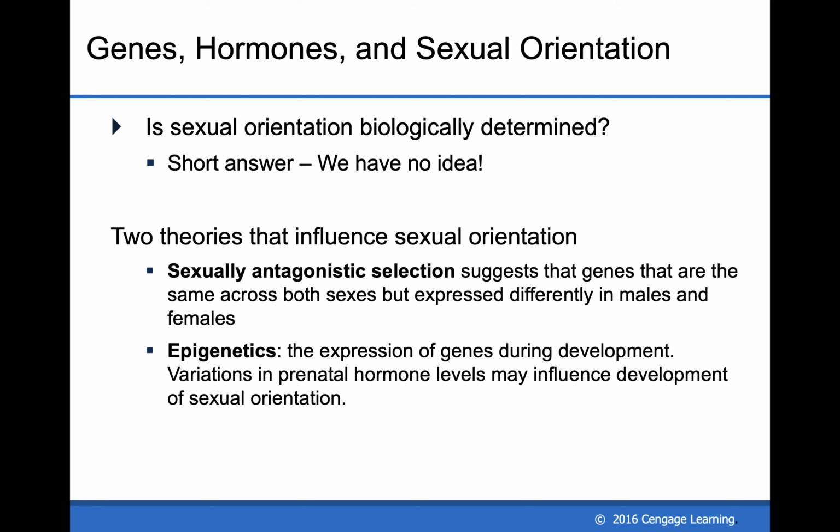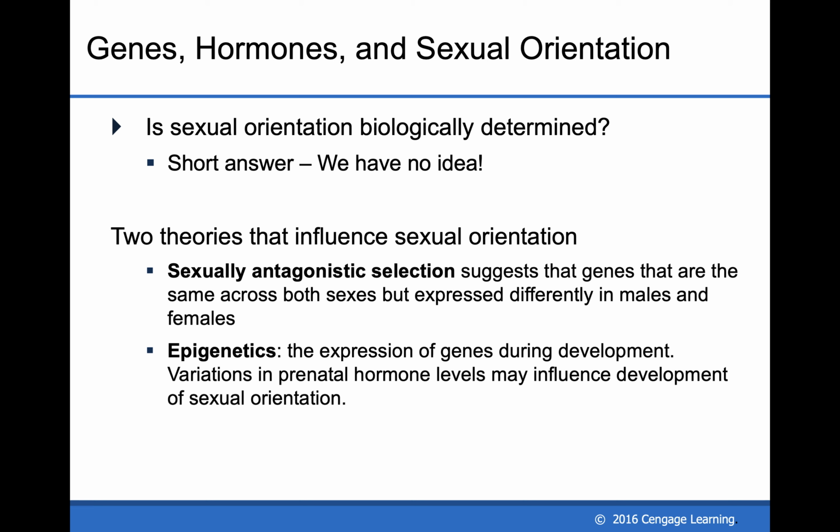But where does that come from? We're not exactly sure. They think it might be partially influenced by what we call the sexually antagonistic selection theory or epigenetics. The sexually antagonistic selection theory suggests that genes are the same across both sexes, but they get expressed differently in males and females.